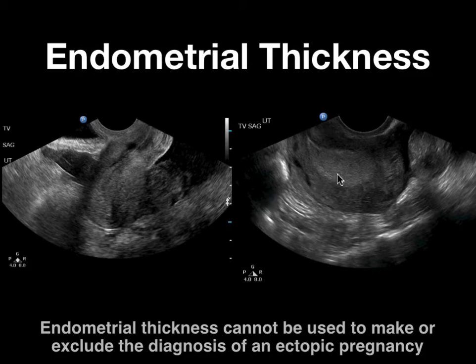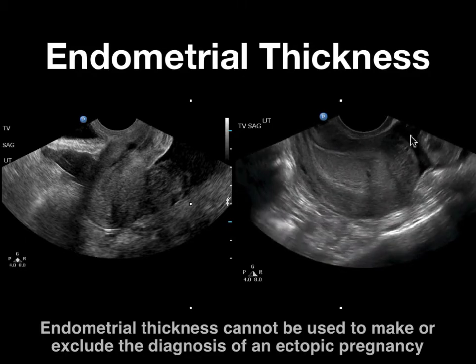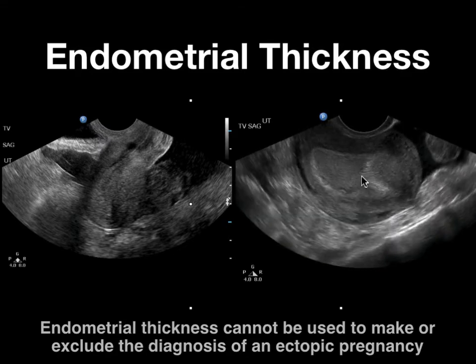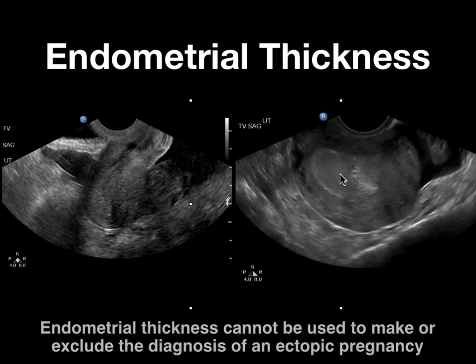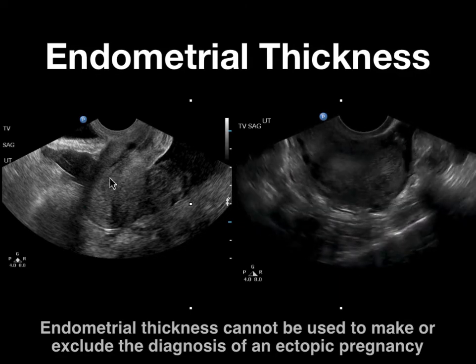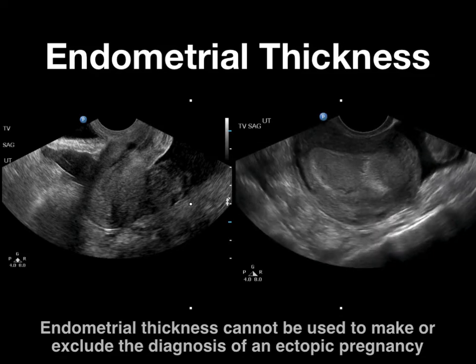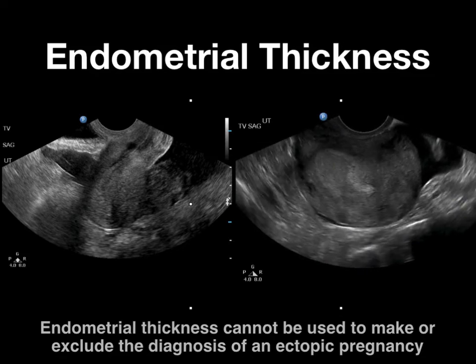Here we've got a patient who has a ruptured ectopic. Her uterus was retroverted here, but they have a nice thick endometrium. And here you can see the ectopic pregnancy here, and there's some free fluid here. So here's one with a thick endometrium, here's one with a thin endometrium. Both had a ruptured ectopic. So the endometrial thickness cannot be used to make or exclude the diagnosis of an ectopic pregnancy.